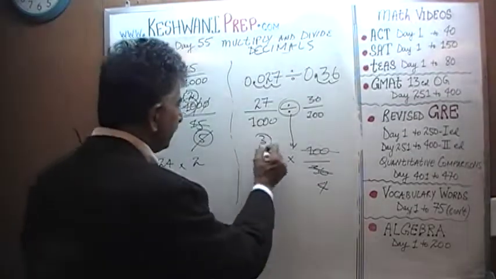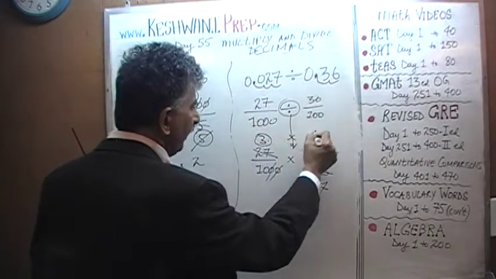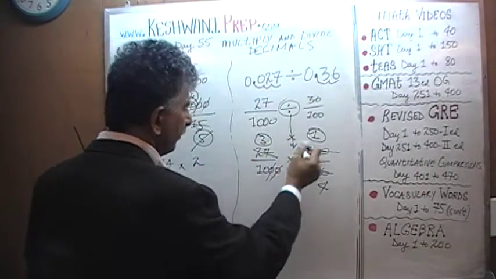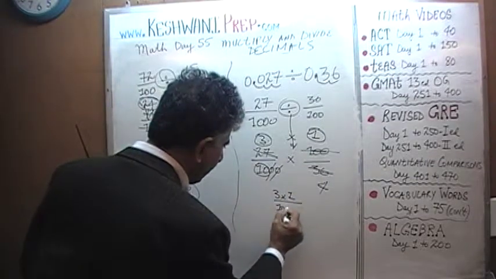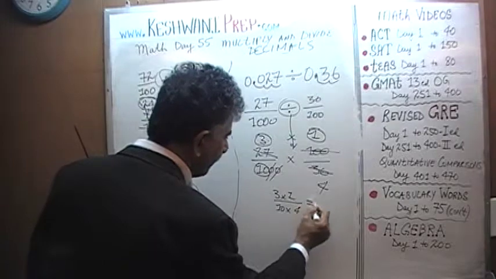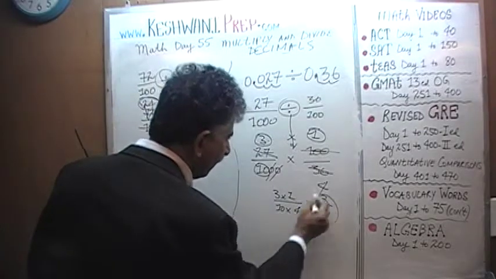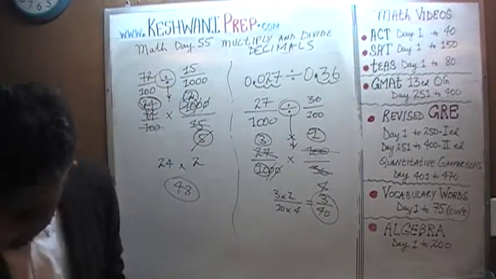So we end up with 3 on the top, 3 times 1 is just 3. And at the bottom we end up with 10 times 4, which is 40. We end up with 3 over 40.